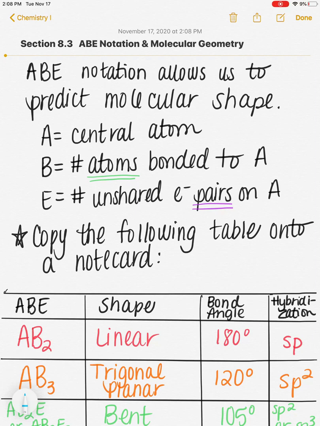Hi there. Today we are going to continue our discussion of molecules, and molecules are compounds that are made entirely of nonmetals and contain covalent bonds. Today we want to discuss ABE notation and molecular geometry.